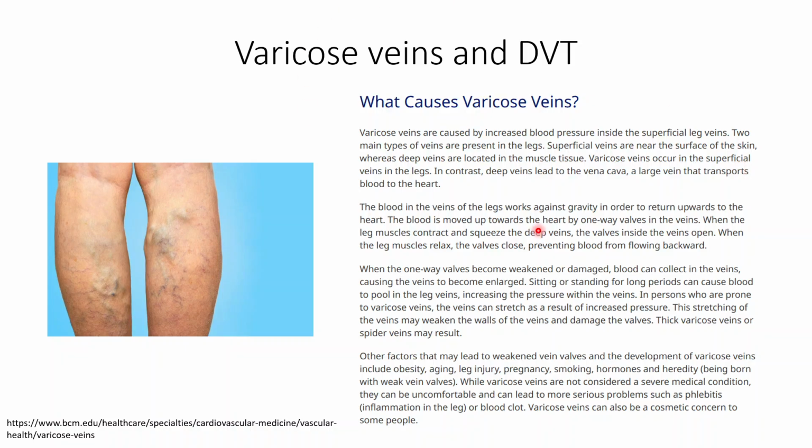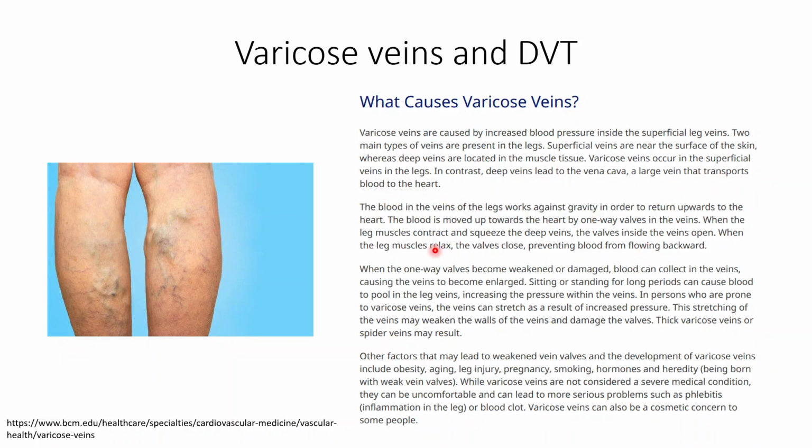So what happens in a varicose vein? And you can read about it more at this. I got it from a Baylor College medical website. So essentially, there is an increased blood pressure in superficial leg veins. So you have superficial leg veins and you have deep veins also in the muscle tissue, right? Superficial means it's just closer to the skin, right? These varicose veins will occur in the legs.